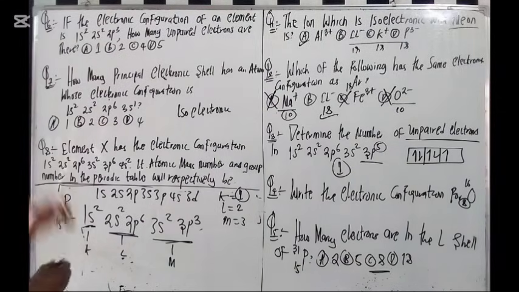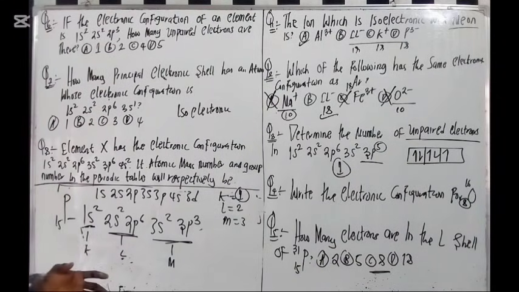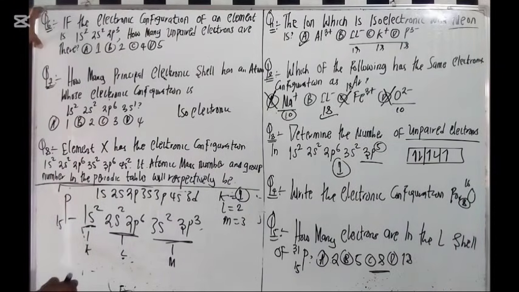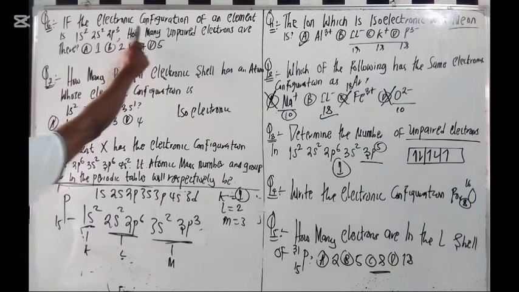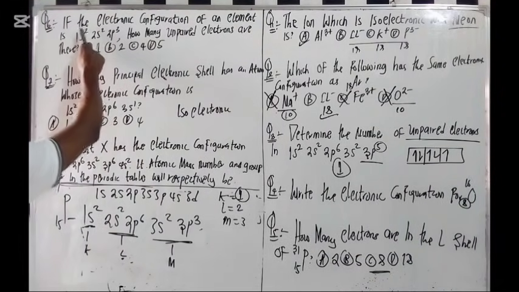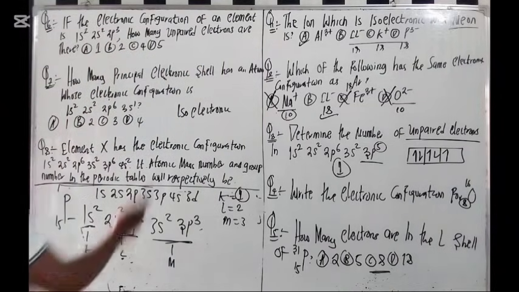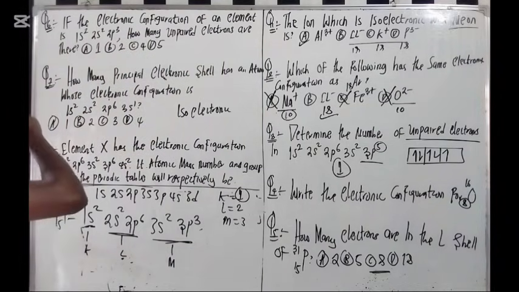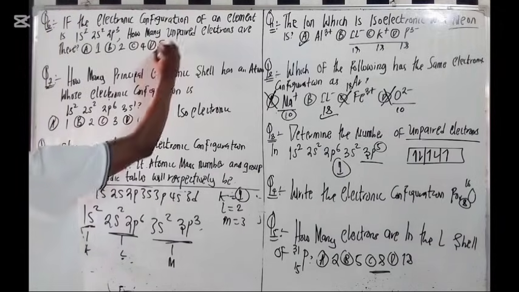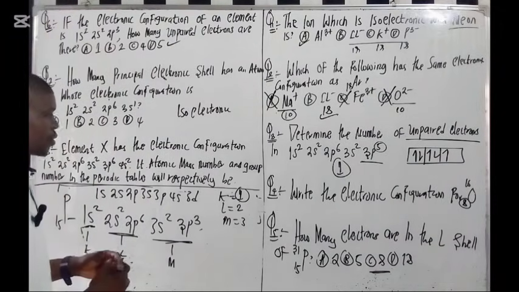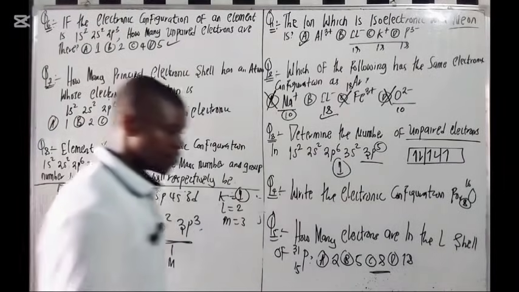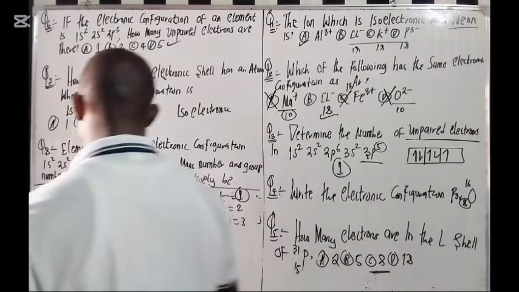So now question 6. We have done this one before. Put question 6 in the comment section. It said: if the electronic configuration of an element is 1s2, 2s2, 2p3, how many unpaired electrons do we have here? Go ahead and do this one for me and leave it in the comment section. I expect you to be able to do it yourself because this is what we have done.